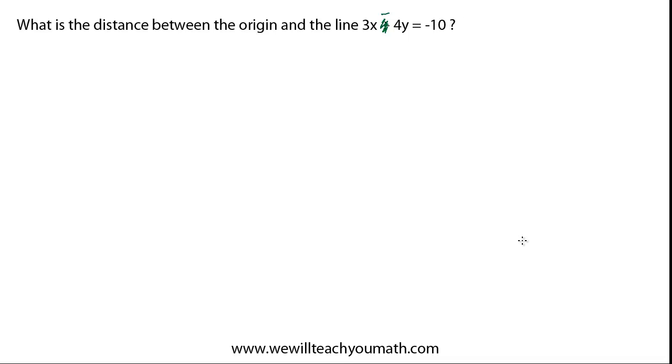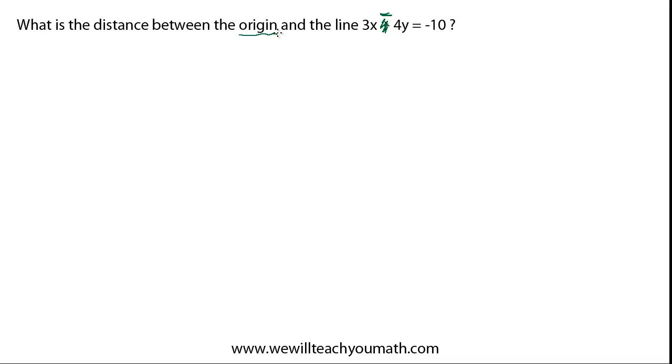What is the distance between the origin and the line 3x minus 4y equals negative 10? I had written 3x plus 4y, but it's actually minus 4y for this example. There's actually a formula for finding the distance between a point and a line.